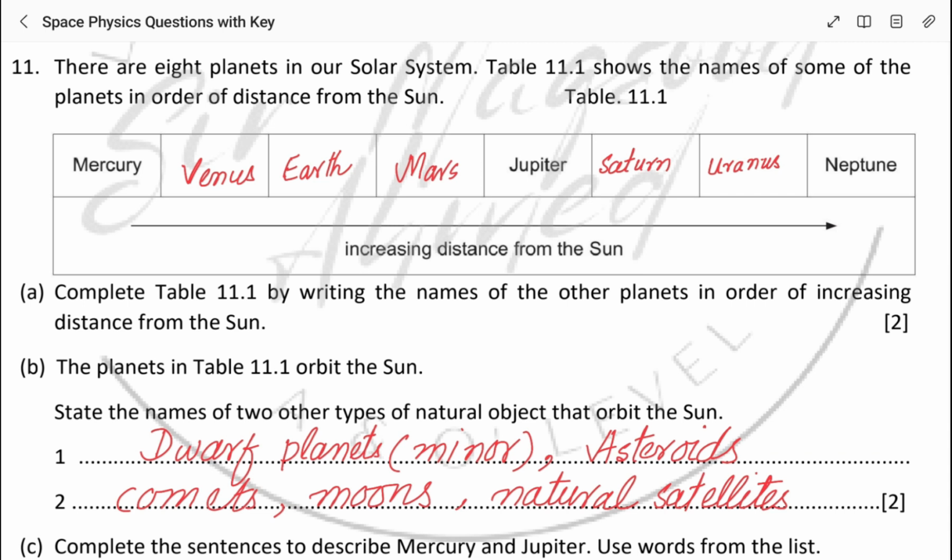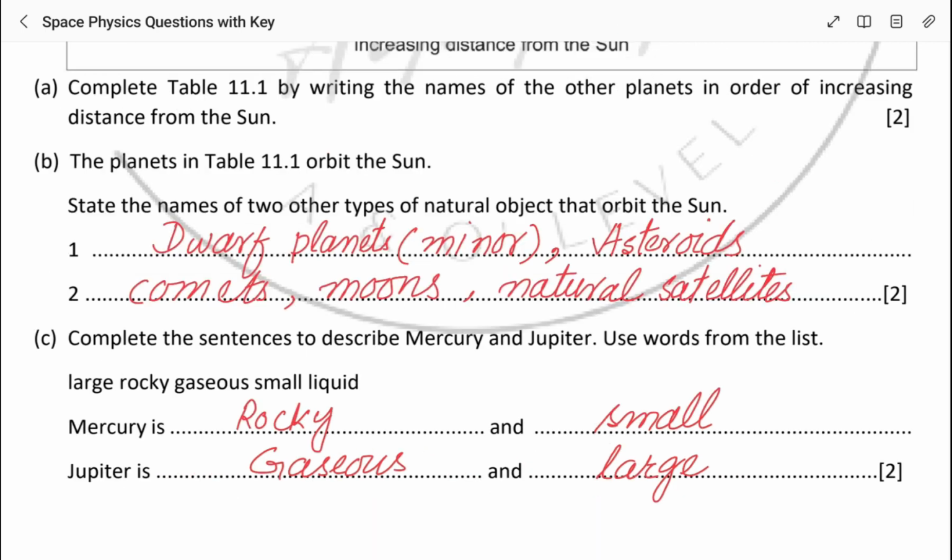Now part B, the planets in table 11.1 orbit the sun. State the names of 2 other types of natural objects that orbit the sun. Dear students, there are many other objects orbiting the sun. Now we will write a few names. Number 1, dwarf planets, which are known as minor planets, asteroids. In number 2, we may write comets, moons, natural satellites.